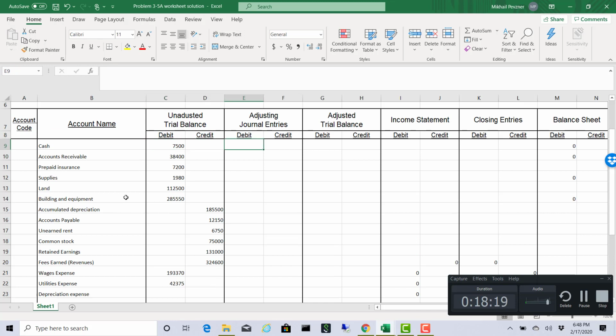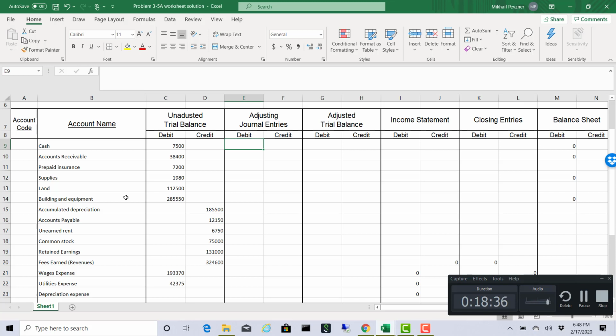In fairness, it's less messy to use the worksheet purely for adjusting entry purposes. You will see that. I will do it much faster, and I won't have to deal with formulas not working. So now I need to again do journal entries, adjusting journal entries.